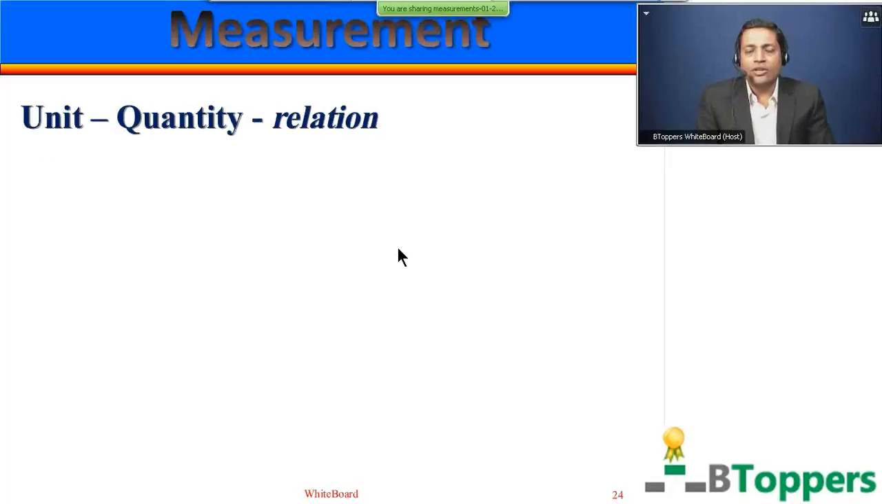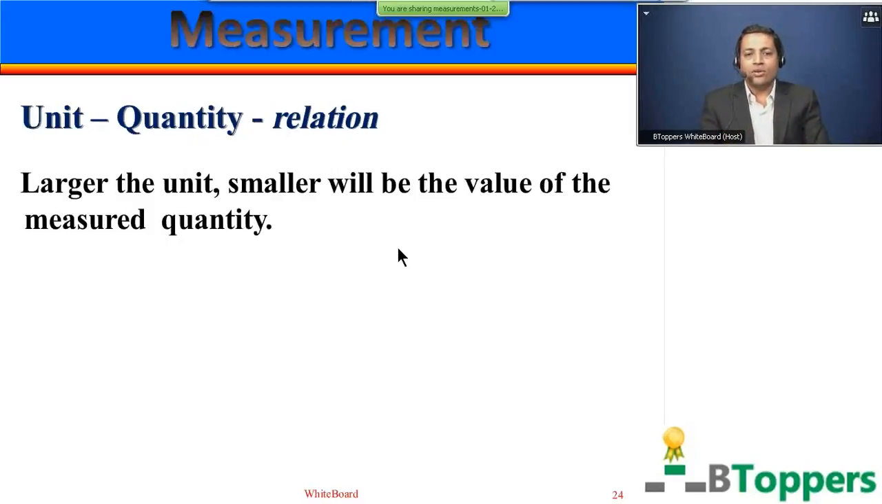Next, we look at the unit quantity relation. As I told you, we can express the same quantity in different units. So as we take smaller and smaller units, what happens to the number? Or as we take larger and larger units, what happens to the number? Let us look at an example of that. The larger the unit, the smaller will be the value of the measured quantity. The quantity will be the same, but the value that you get will be small.